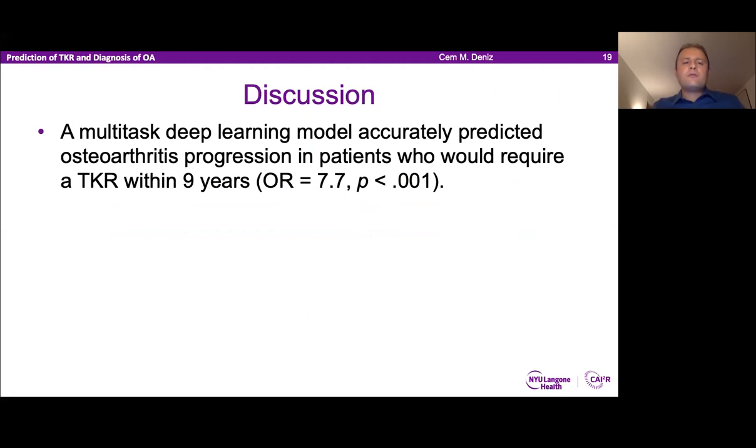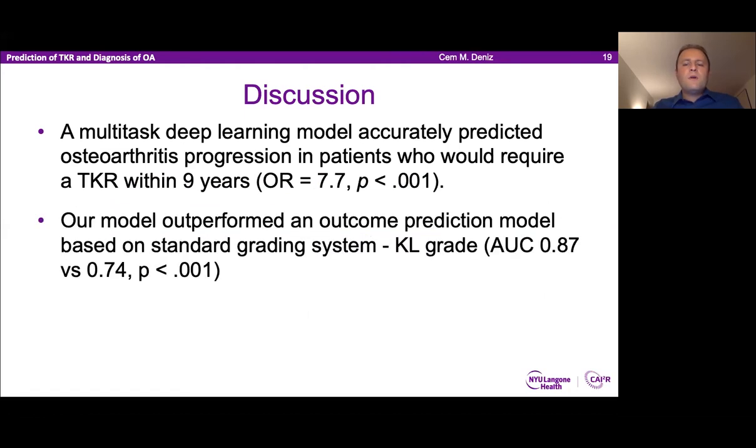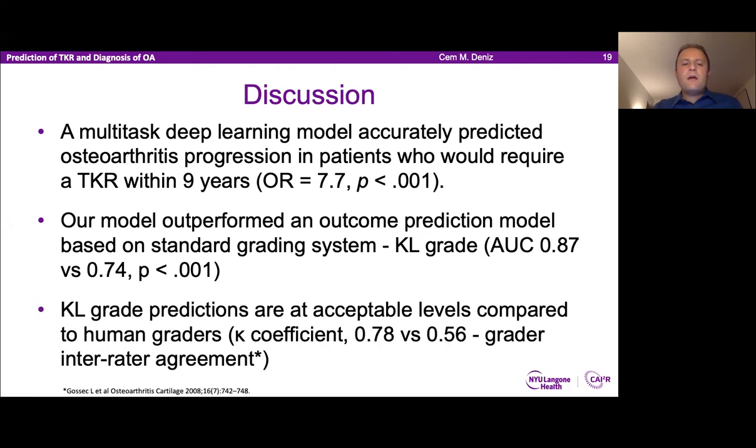So coming to a conclusion, we have shown that a multitask deep learning model can accurately predict the osteoarthritis progression in patients who will require a knee replacement within 9 years. And the odds ratio was really high and significant. In terms of KL grade predictions, our model outperformed other outcome prediction models based on standard grading systems. And when we look at how acceptable our KL grade predictions were compared to the human graders, it was better than previous studies.